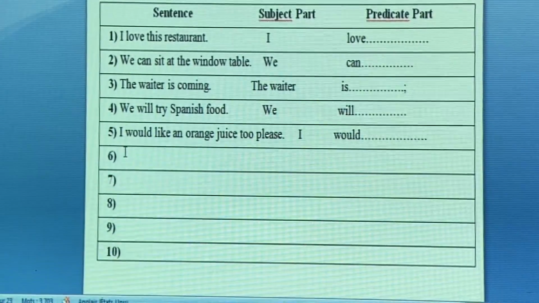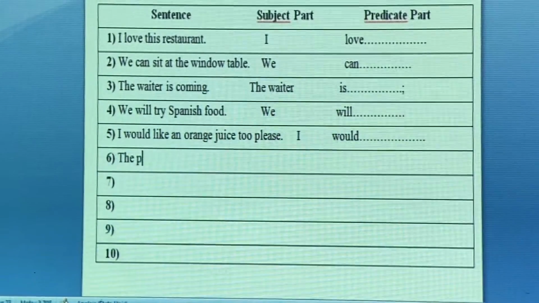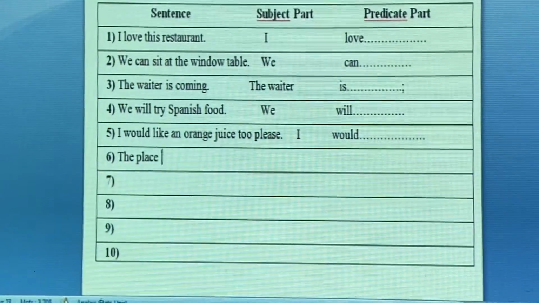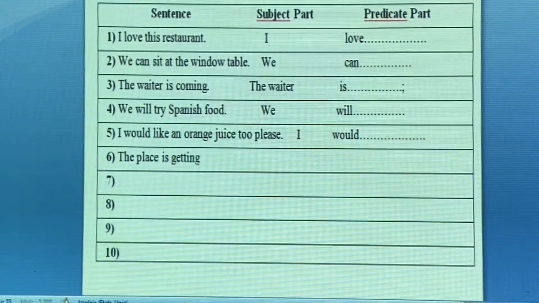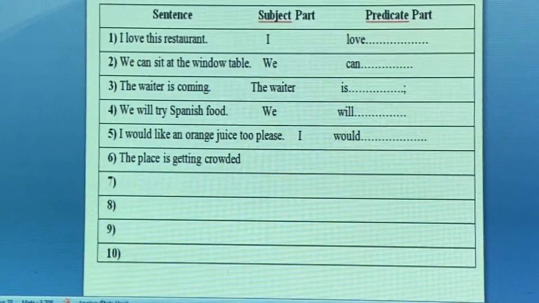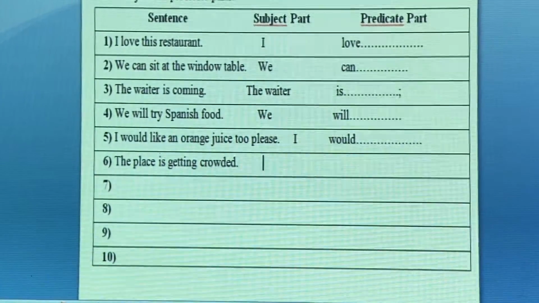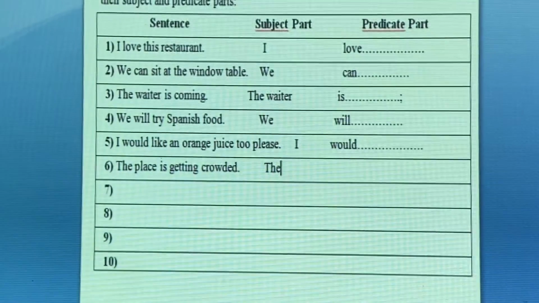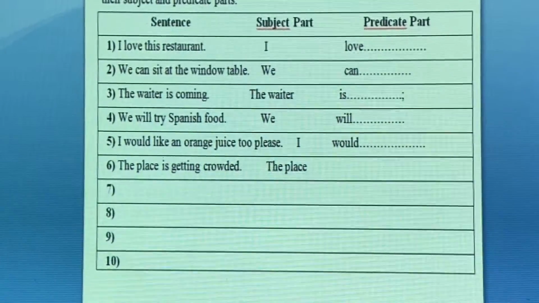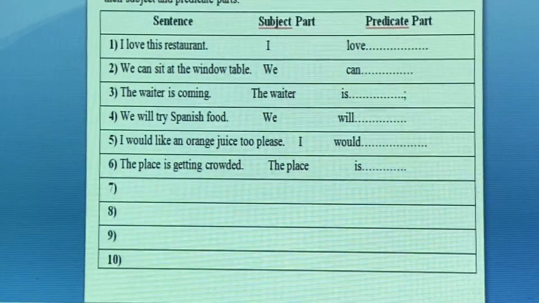Then your friend would tell you the place is getting crowded. Maybe it's a famous restaurant and so many people are coming to eat. The place is getting crowded. So what is the subject here? The subject is the place. The place and the predicate is getting crowded.